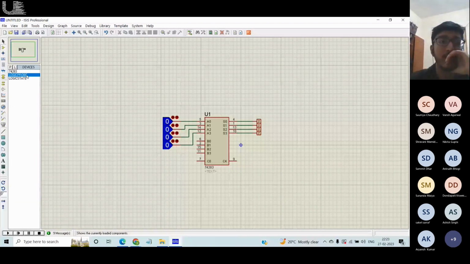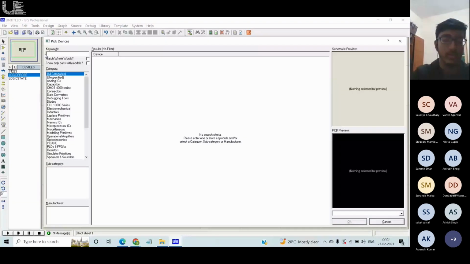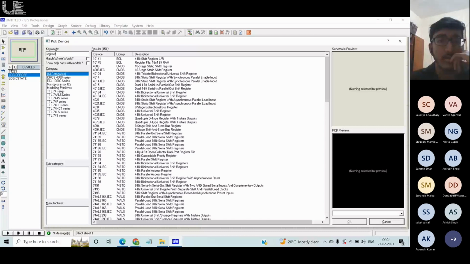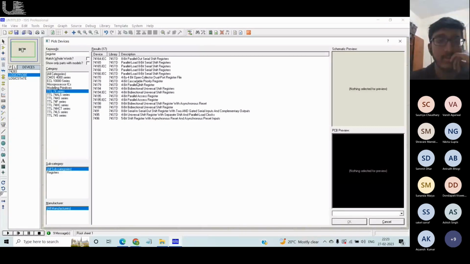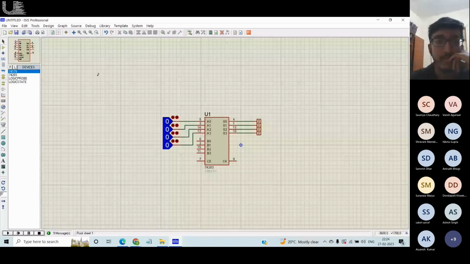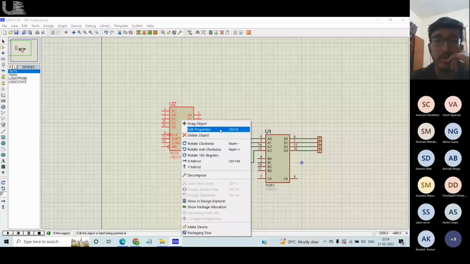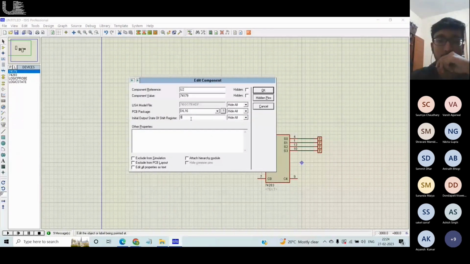What else? So if you want to use, maybe say, a register, we have a lot of options. Coming to this, you have 74179. Right, this is what we'll be using. So why I want to show you this is that you can right click on this, click edit properties, and you can set the initial value of this register. It may be 1, or you can put anything you want, right? Because the output is 4 bits, so you can put in 255 as well.